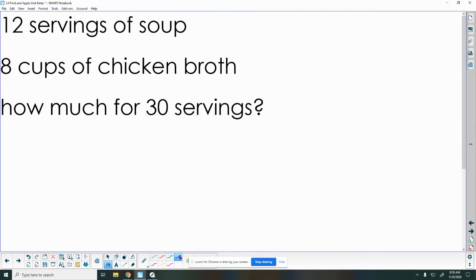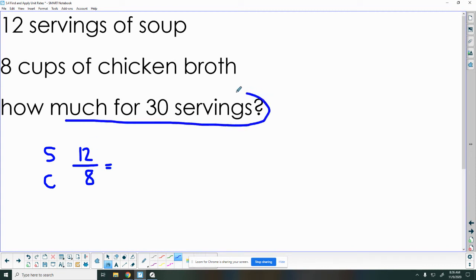Let's try this out. So I can set up this rate. I know 12 servings needs 8 cups. So I'm going to make sure anytime I'm talking about servings that I put that on the top, and anytime I'm talking about the cups of chicken broth, that goes on the bottom. So 12 and 8. So how much for 30 servings? Well, I'm talking about servings, so this needs to go on the top here. And I'm looking for how many cups.